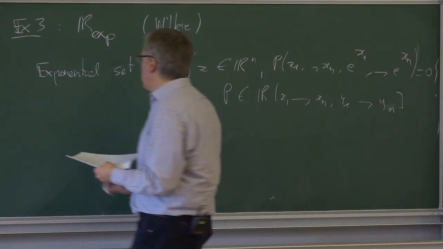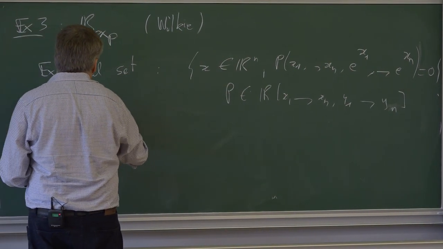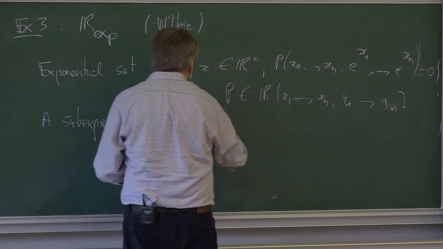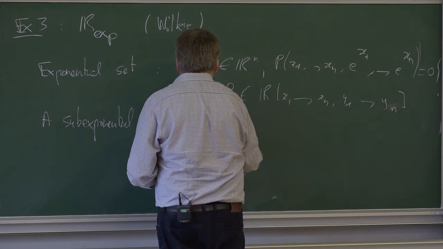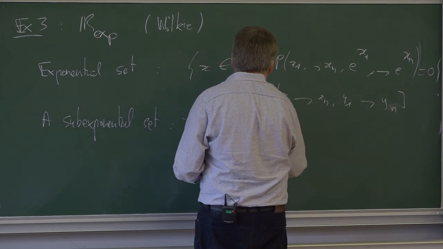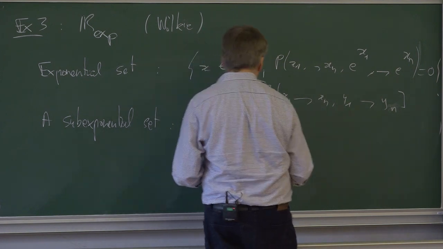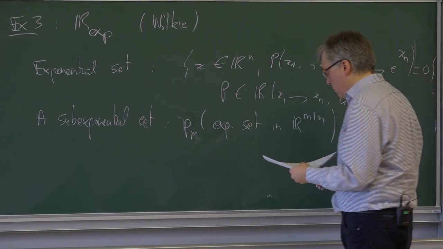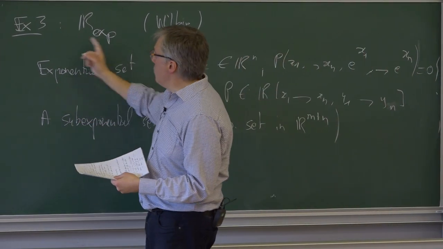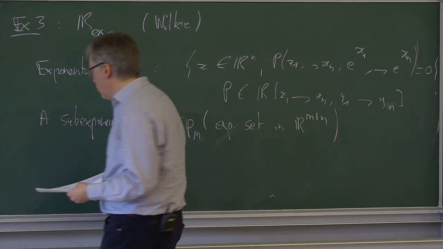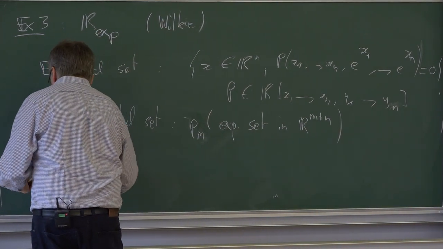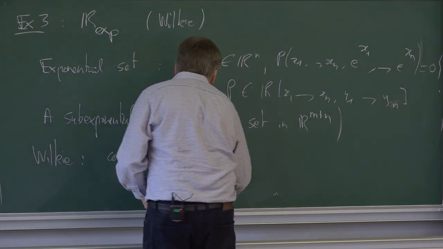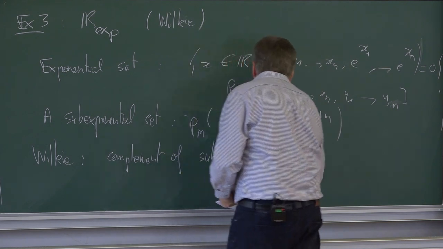Okay, and a sub-exponential set is a linear projection of such a thing, so a projection of an exponential set in R^(m+n). And then basically, Wilkie was inspired by this Gabrielov theorem, and he proved using model theoretic techniques that the complement of a sub-exponential set is sub-exponential.